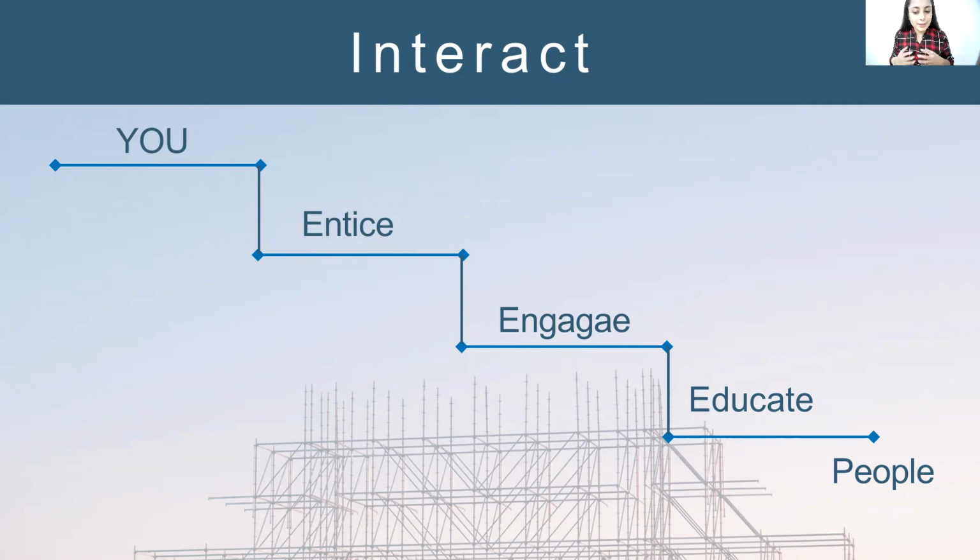So if you look at the slide here, we talk about you at the top and people down there, right? In between, there are three E's. It's called the 3E formula, which means entice, engage, and educate. Anything that you want to talk about in public speaking, the first thing you have to do is entice, attract them, right? What is it that you attract them with? We will see that in the next slide. So you first have to entice them, grab their attention.